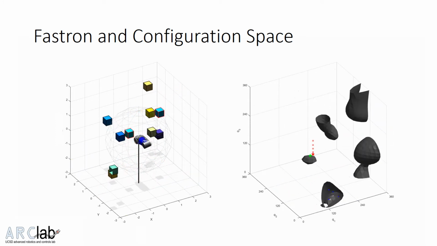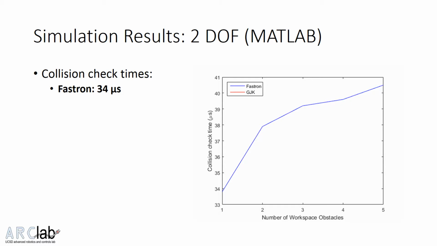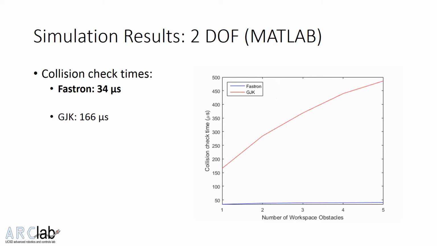figure on the right. On a simulated 2DOF robot in a MATLAB environment, proxy collision checks take around 34 microseconds using the Fastron. On the other hand, a polygonal collision checker takes almost 5 times as long with one workspace obstacle, and up to 12 times as long with 5 workspace obstacles. This illustrates that the Fastron scales much better than kinematics-based collision checkers with increasing workspace complexity.